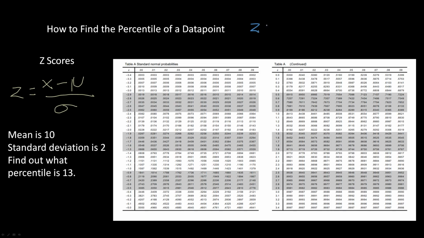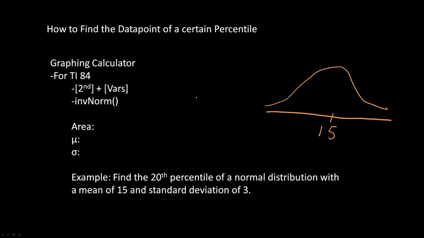So we can see that z is equal to 13 minus the mean of 10 over the standard deviation of 2. So this can be simplified down to 1.5. So the z-score would be 1.5. Next, we look at this chart over here and we find out what percentile that z-score is. So if we see 1.5 right here, it's 1.50. So the percentile is going to be 0.9332 or the 93.32 percentile.